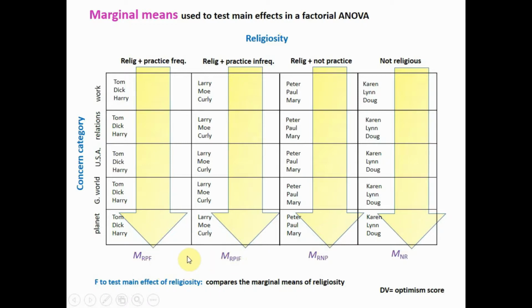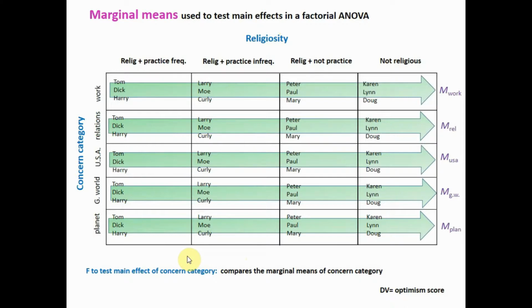All right, now the next F value is going to see if there is a main effect of concern category. So remember what a main effect is, right? A main effect just looks at one independent variable in a factorial ANOVA. So that means we know we have 2 or more IVs. So we're going to look at just one independent variable, and this time we're going to ignore the other one. It's as if it doesn't exist.